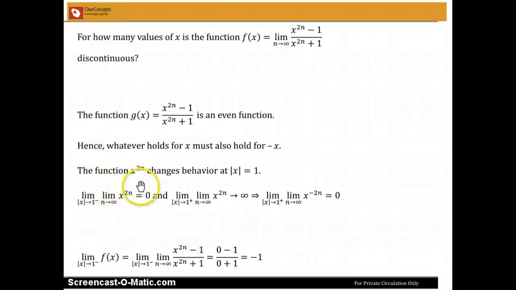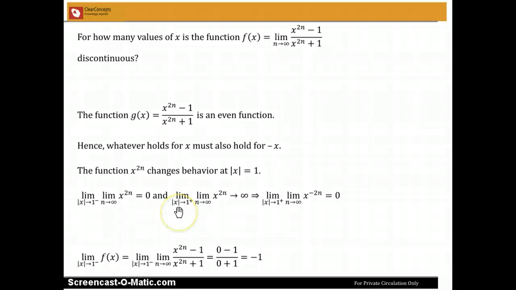Now the function x to the power 2n changes its behavior when mod x is equal to 1. That is when x is equal to plus or minus 1. When x is just less than 1 or just greater than minus 1. So when mod x is just less than 1, if we take the limit now of x to the power 2n as n tends to infinity, you're multiplying something that's just less than 1 by itself many times, and so that will then tend to 0.